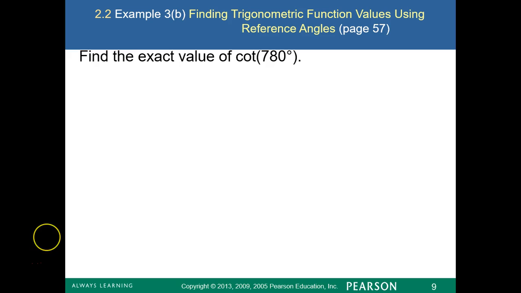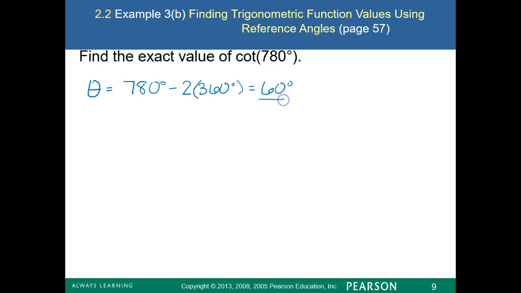Let's look at another example. Step 1 of finding the exact value of cotangent of 780 degrees is to find its coterminal angle that's between 0 and 360. So our theta here is going to be 780 degrees minus 360, two times will get us there. And that gives us 60.